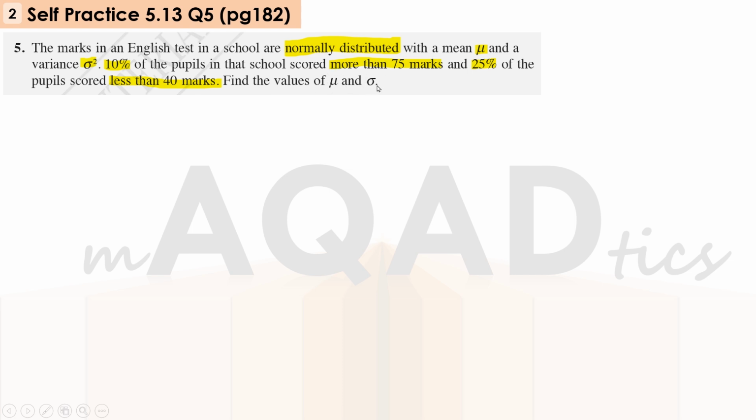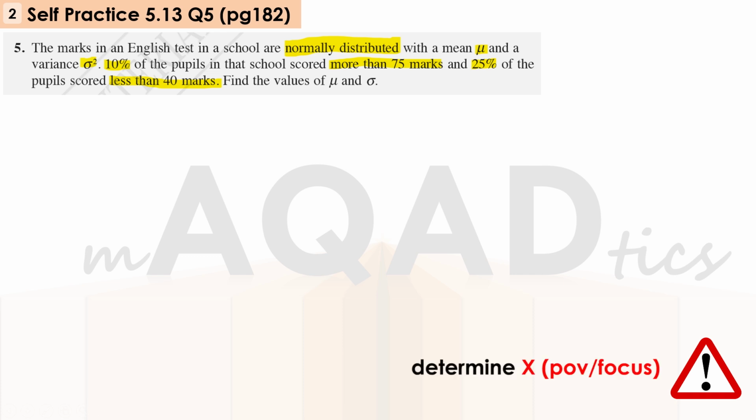So this one is like the other way around question. Previously we were given mu and sigma and needed to find the probability, but now it's the other way around. We need to find mu and sigma. Before we solve this question, let's set our x first. Since marks in the English test are normally distributed, our x would be the marks of the English test.